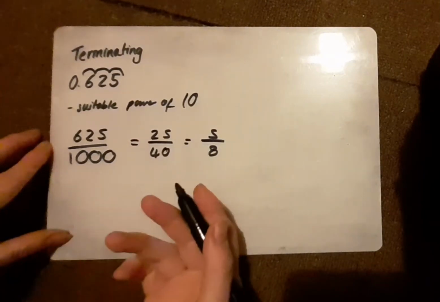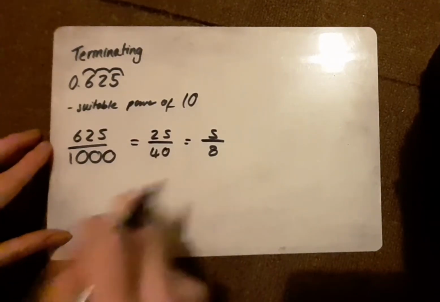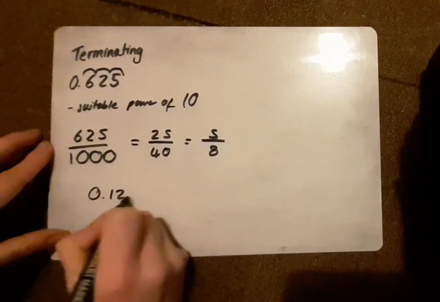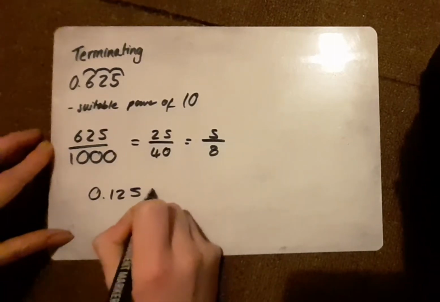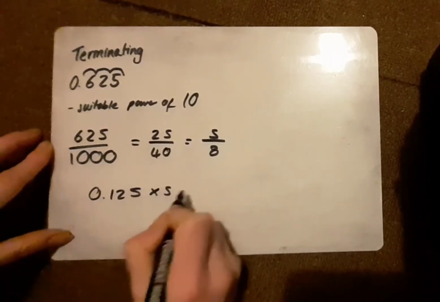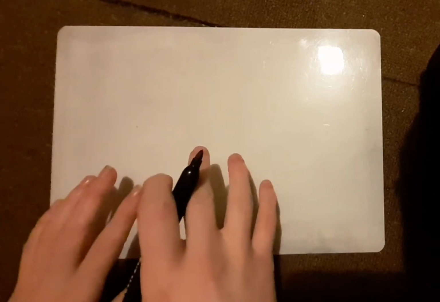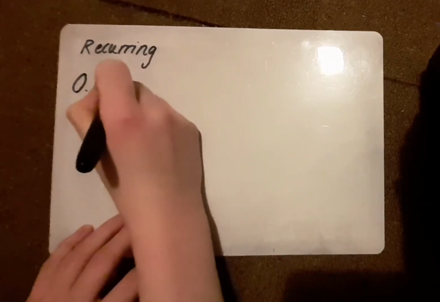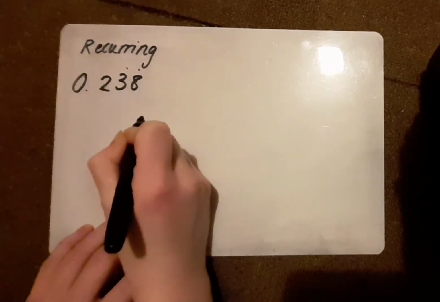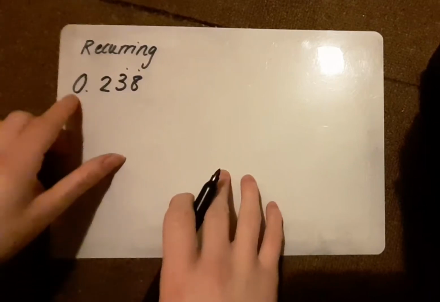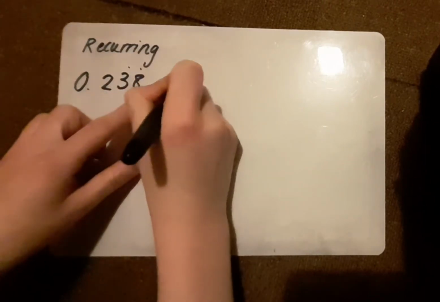And we can go back and check this, because if we know that 1/8 is 0.125, 5 times 0.125 is 0.625. Now next I'll show you an example of a recurring decimal. So for example 0.2 and 38 recurring.